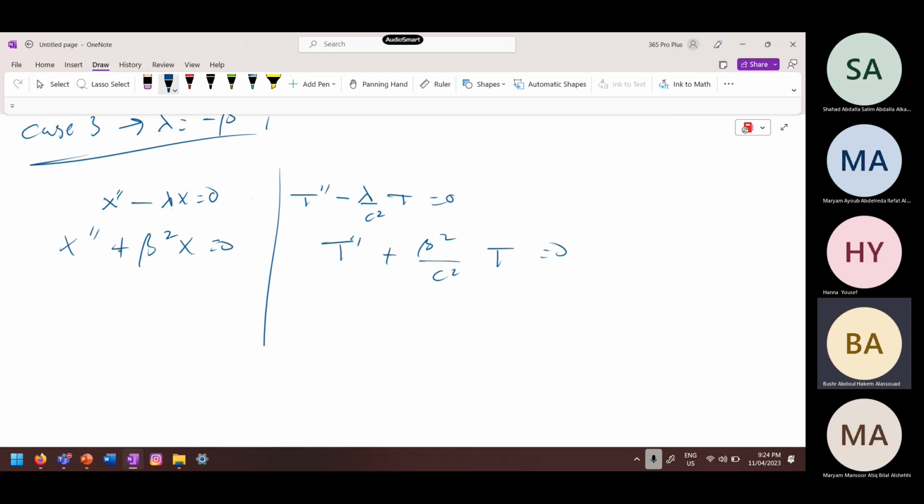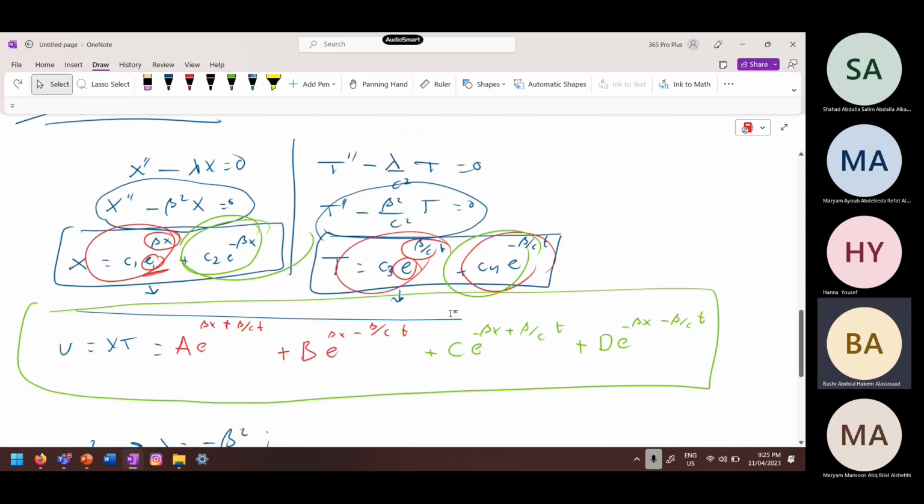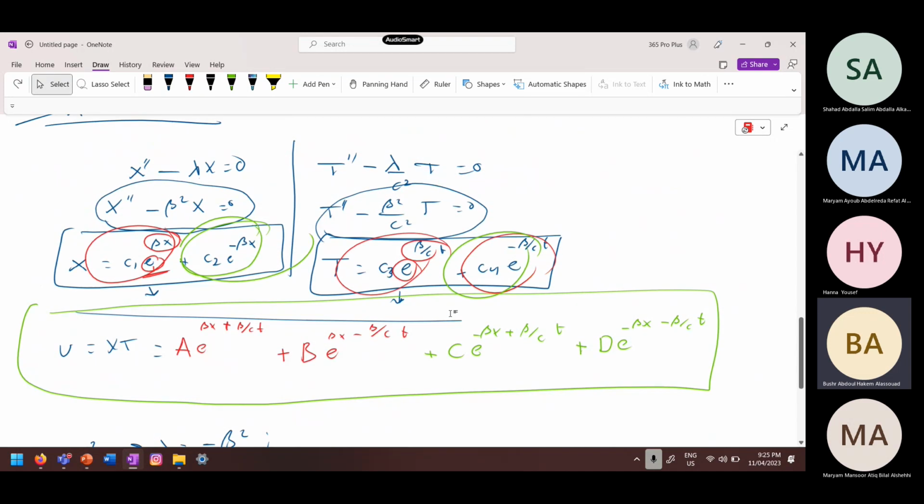Now remember, since we have a positive here, and this is a second degree, these both will have the solution of sine and cosine, okay? Remember this. I don't have another method to make you memorize it other than the differential equations, but you can rely on this.